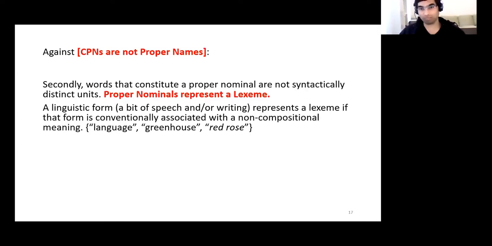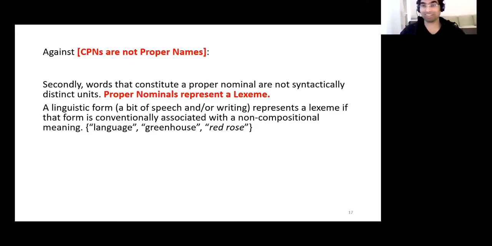A linguistic form, a bit of speech or writing, represents a lexeme if that form is conventionally associated with a non-compositional meaning. So language is a lexeme because its constituents, however we break it, can't compositionally determine the meaning of language. If you take LAN and GUAGE, they are themselves meaningless, so they can't combine together to compositionally determine the meaning of language. Greenhouse does have two meaningful components, green and house, but the meaning of greenhouse is not determined from these two components. So idioms and words like greenhouse are lexemes as well. Their meaning is not compositionally determined from the meaning of their constituents.